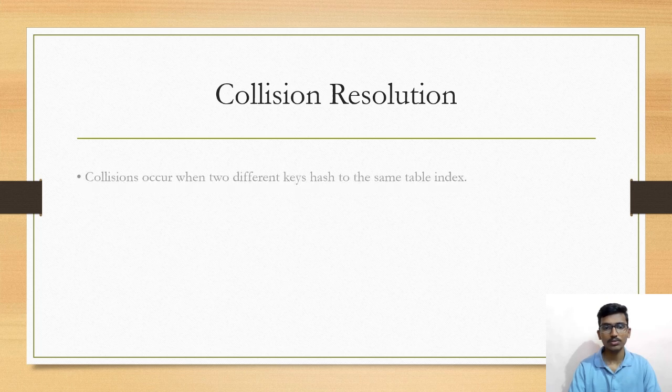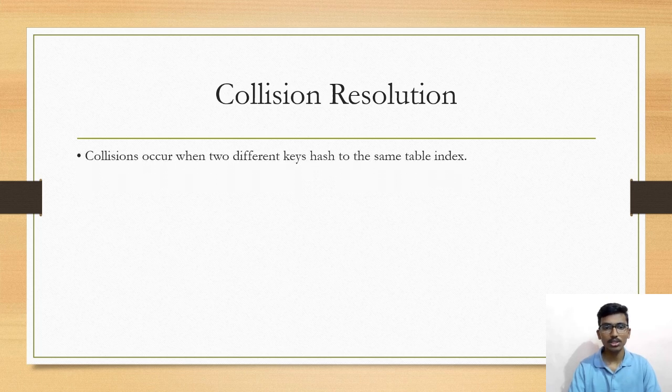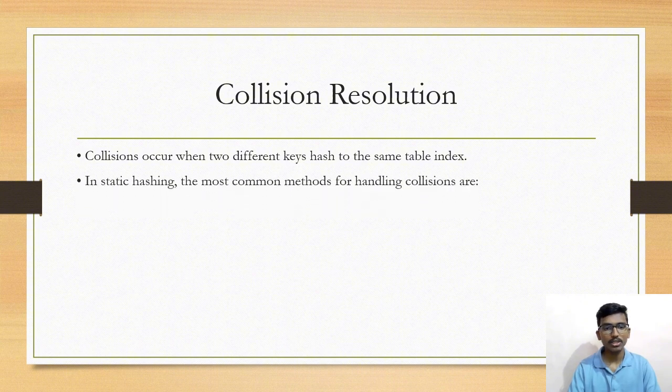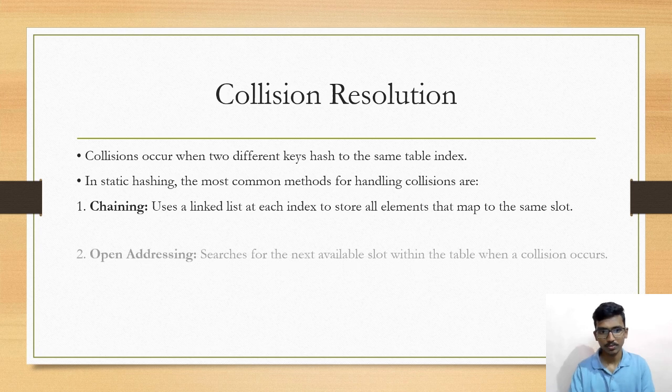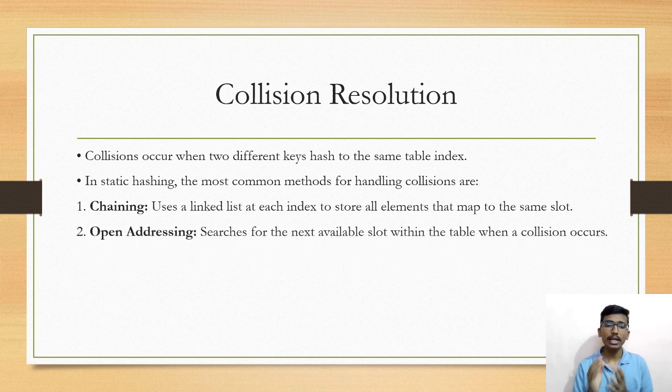Collision resolution. Collisions occur when two different keys hash to the same table index. In static hashing, the most common methods for handling collisions are chaining, which uses a linked list at each index to store all elements that map to the same slot, and open addressing, which searches for the next available slot within the table when a collision occurs.